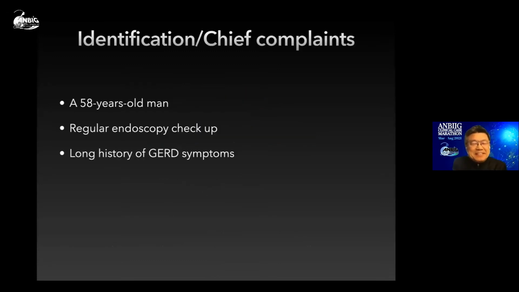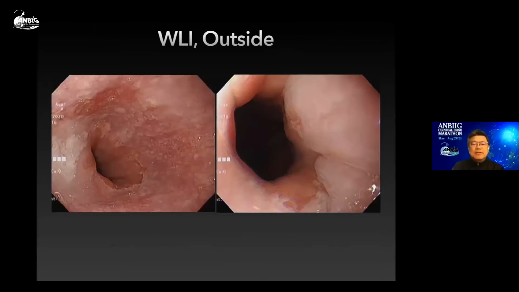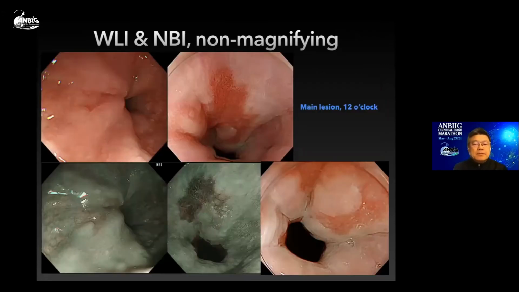First case is a 58 year old man. He took a regular endoscopy checkup, and in addition, he complained of a long history of cold symptoms. This is a white light image from an outside clinic. You can see a discolored area at 12 o'clock of the distal esophagus, as well as a mucosal break that should be LA grade A.